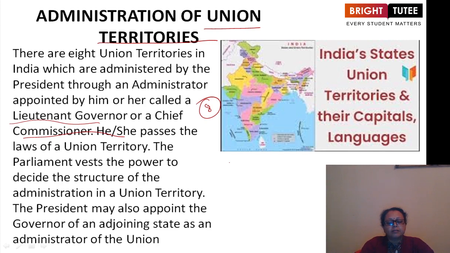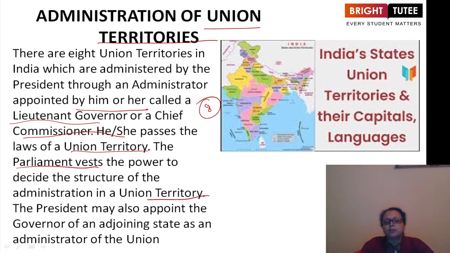The head of the administration is appointed by the president, and the administrators are known as either lieutenant governor or chief commissioner. He or she can pass the law of a union territory. The parliament has the power to decide the structure of the administration in a union territory. What type of structure suits any union territory, the decision is taken by the parliament.